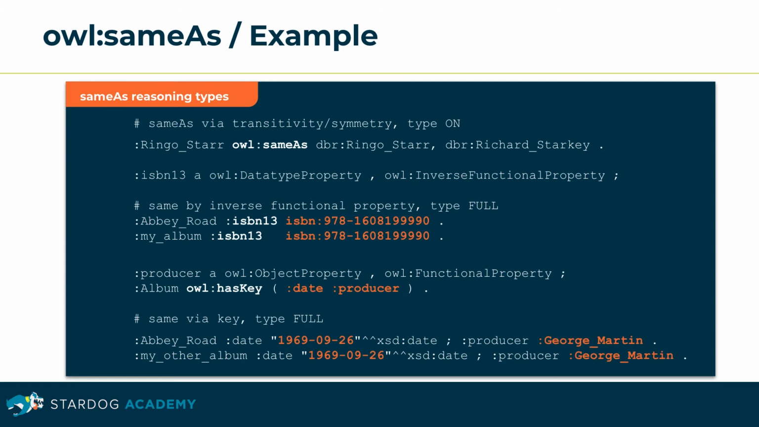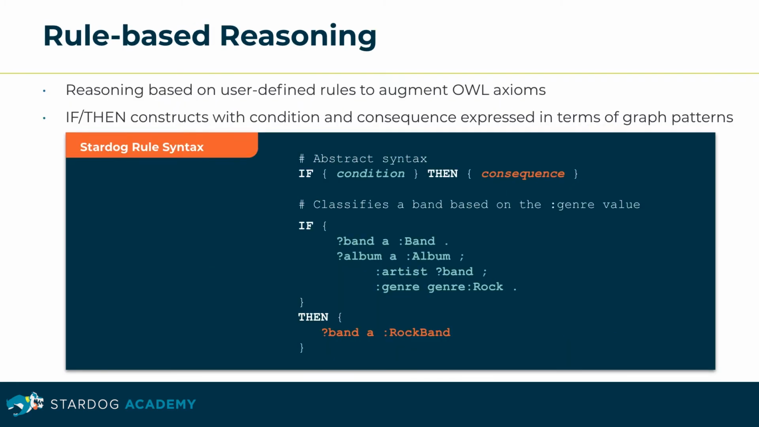The albums Abbey Road and My Other Album are inferred to be equivalent since sharing the same key. Next to RDFS and all axioms, inferences may be drawn based on simple if-then rules. The condition, if part, and consequence, then part, consist of basic graph patterns optionally augmented by filter and bind clauses. At query time, when the condition is true, the graph pattern in the consequence will generate inferred variable bindings.